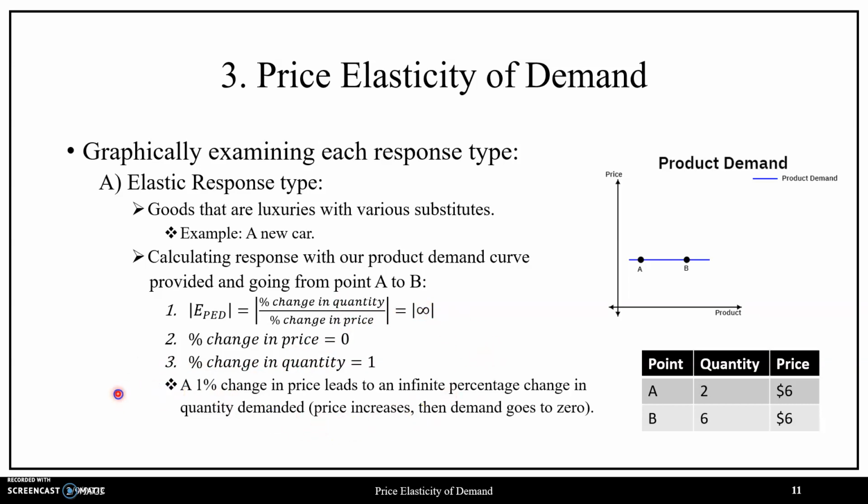And what this means is that a 1% change in price will lead to an infinite percentage change in quantity demanded, or in that if price increases, then demand will go down to 0. And this is the perfectly elastic response, which is an extreme type of the elastic response type.